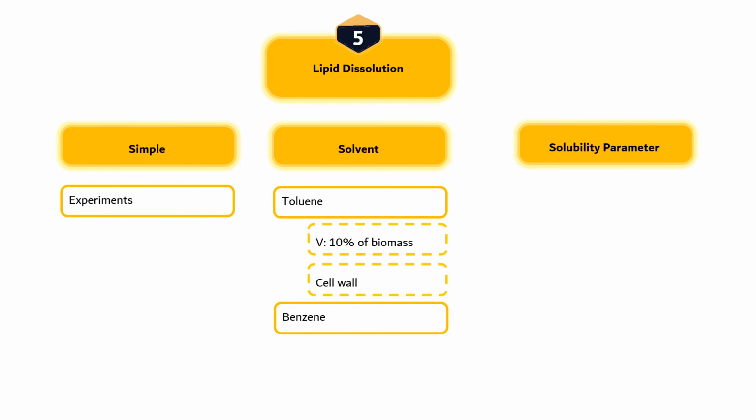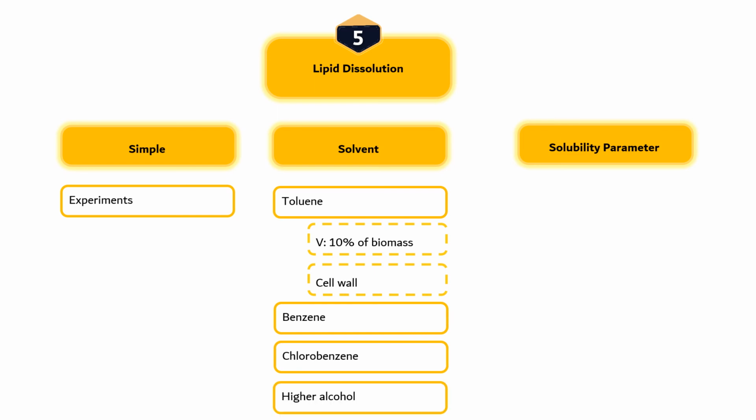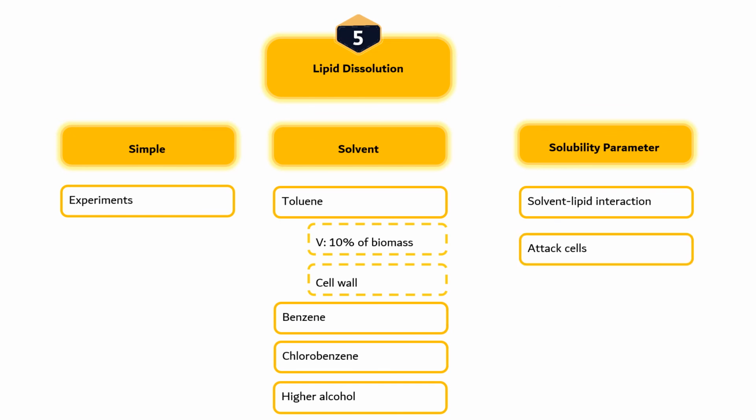Benzene works well but is carcinogenic and highly volatile. Chlorobenzenes are also effective. Higher alcohols like octanol are also effective. One good way of choosing solvent for experiments is to look at their solubility parameters. These parameters reflect the solvent-lipid interactions. Solvents with similar solubility parameters should attack cells in a similar way. Ideally, we should choose solvents whose solubility parameters match those of the cell wall lipid, but are far from those of the desired products locked within the cells.